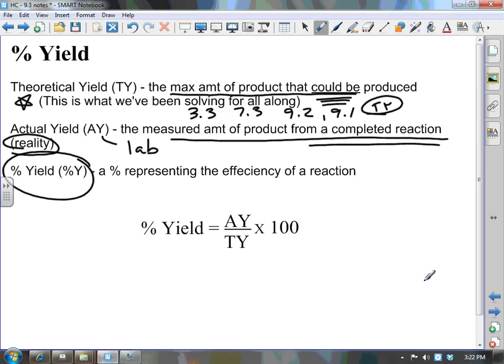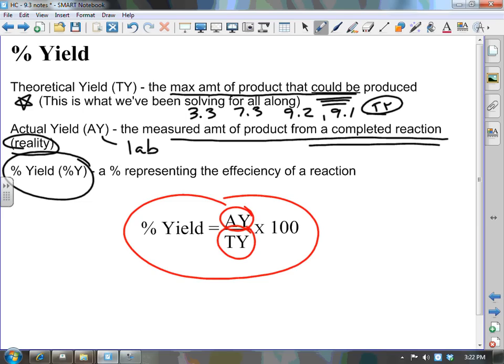Okay, so to do the actual calculation, all we're going to do is take a percentage of what we should have produced compared to what we actually did produce. Simply AY divided by TY times 100.